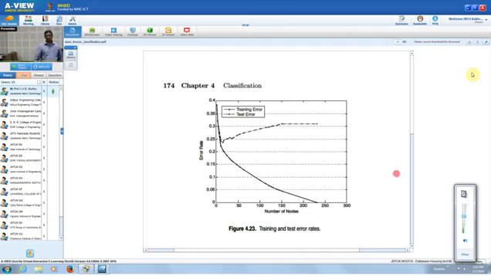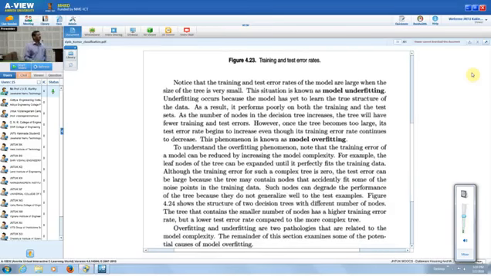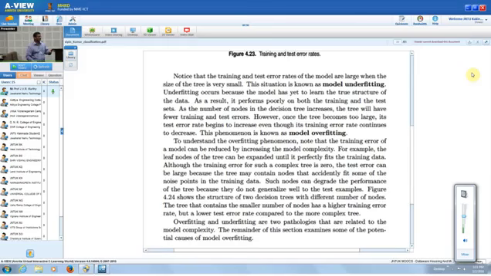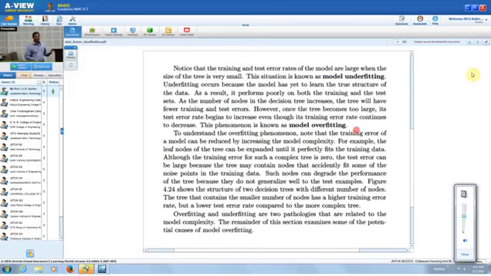Now you come down to the slide. I hope you have understood the logic here. Okay. See, there is a model overfitting and a model underfitting, as discussed, which are two pathologies that are related to the model complexity. You can just go to the next page.